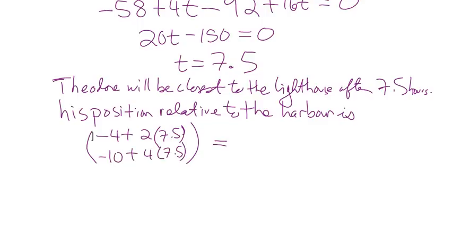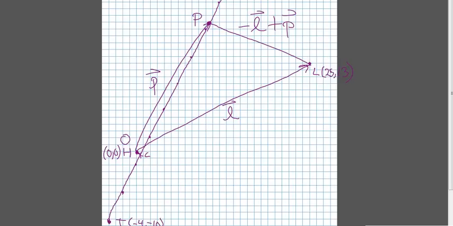So what's that? Negative 4 plus 15 is 11. And negative 10 plus 30 is 20. So 11, 20. Which puts him 11 across, 1, 2, 3, 4, 5, 6, 7, 8, 9, 10, 11, and up 20. Oh, that's one unit wrong. Close. If I'd looked ahead, I could have put it in the exact right spot, but that would be cheating.